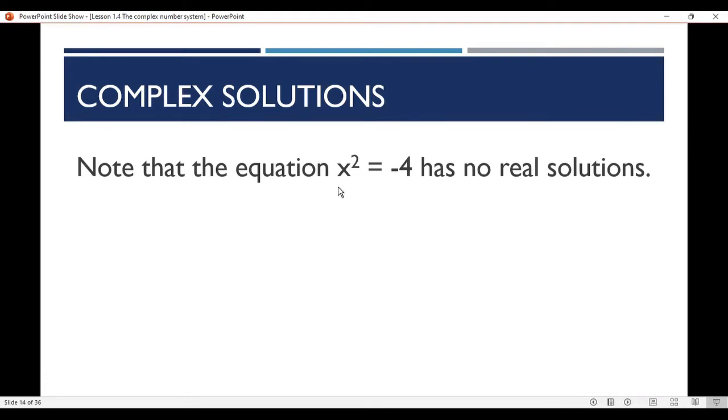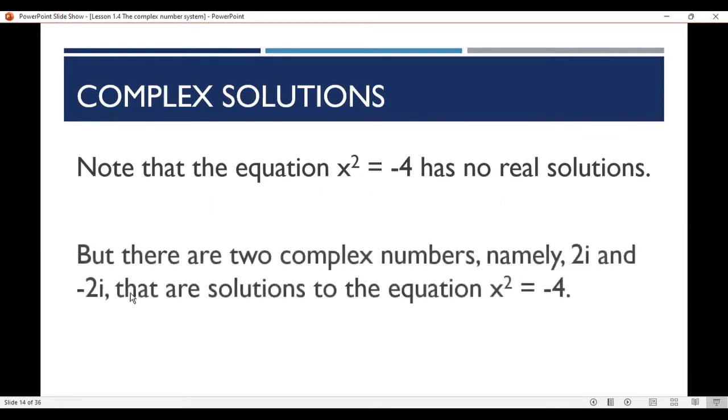Note that the equation x squared equals negative 4 has no real solution. Right? In real numbers, it has no solution, similar to x squared minus 1. But it has a complex solution. So in real solution, none, but in complex, there is. There are two complex numbers, namely 2i and negative 2i. So that is our value of x. The answer is plus or minus 2i.